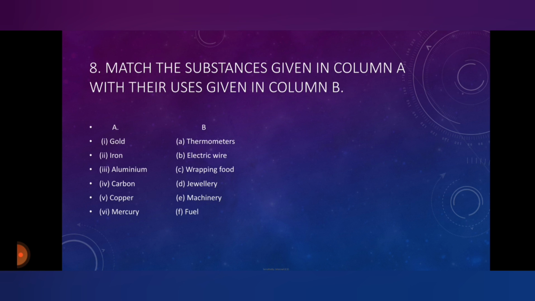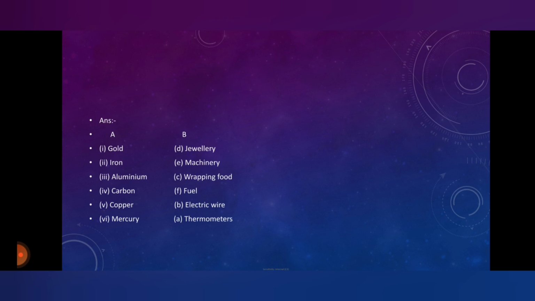Now, it is match the following. You can see the question: gold, thermometer, iron, electric wire, aluminium, wrapping food, carbon, jewelry, copper, machinery, mercury and fuel. This is a question. Now answer is first gold, answer is D, jewelry.